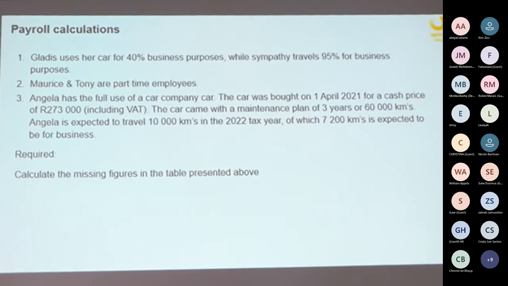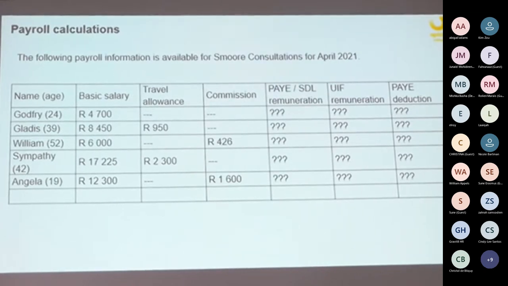And then they say, calculate the missing figures in the table presented above. Let's go back to the table. Let's start with Godfrey. Godfrey had a salary of 4,700 rand. If you now use the knowledge that you have, how much is going to be included for PAYE and SDL remuneration? Or can someone tell me what PAYE and SDL remuneration is going to be? Godfrey only receives the 4,700 rand basic salary. Therefore, his PAYE SDL remuneration is going to be 4,700.